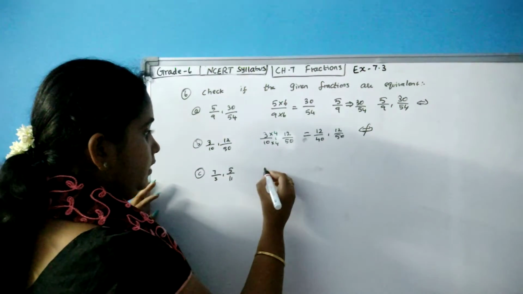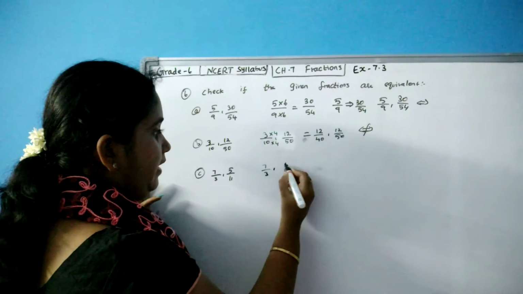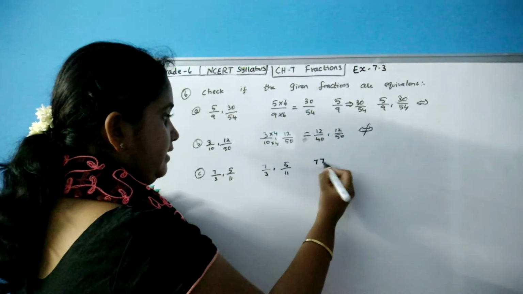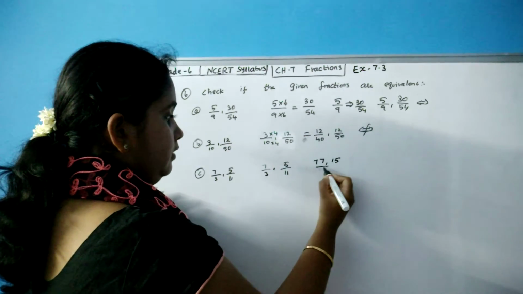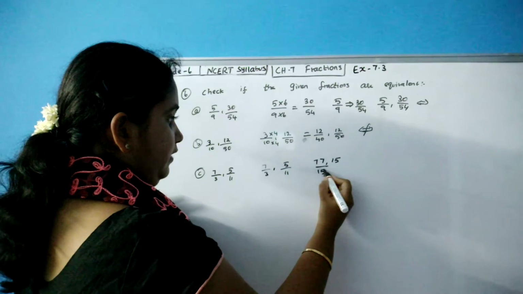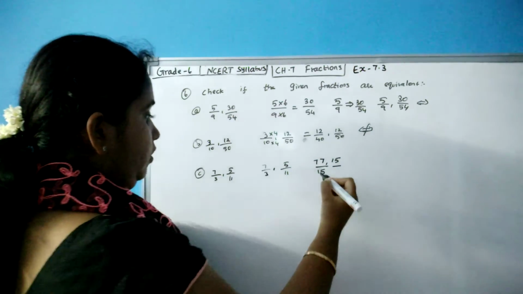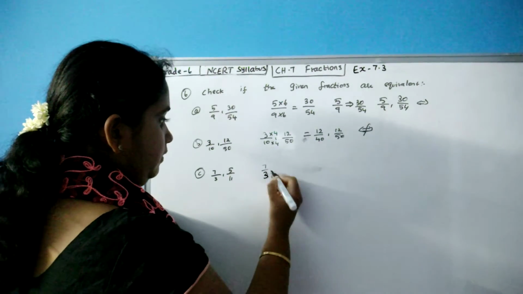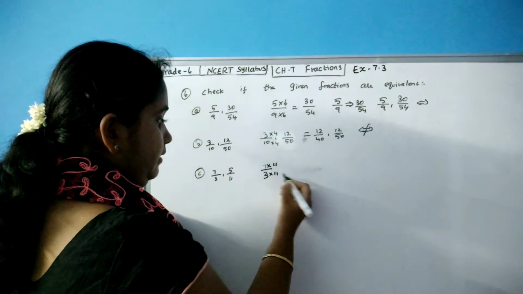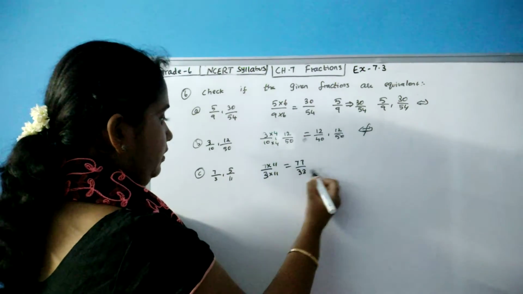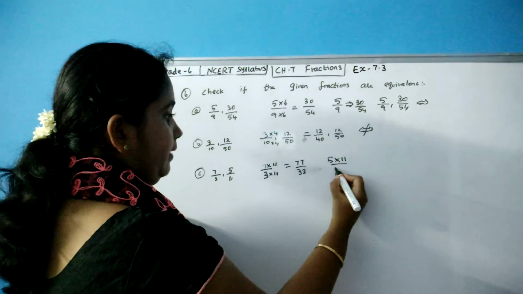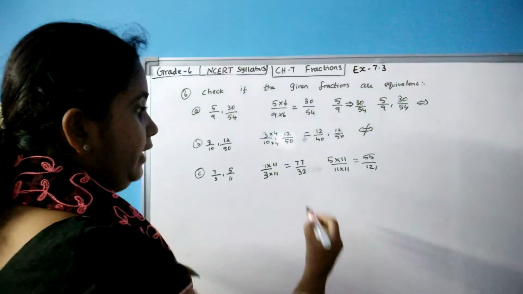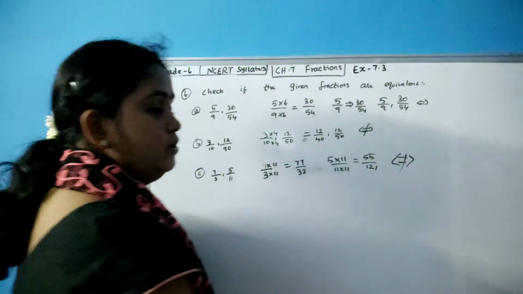Okay. Here you see 7 by 3 and 5 by 11. You cannot multiply. The sums are completely different. So what you do? You cross multiply. 7 into 11 you multiply, so you get 77 by 33. Okay, 5 into 11, I am multiplying with the common term 11, 55 by 121. So you get different factors. So these numbers are also not equivalent.